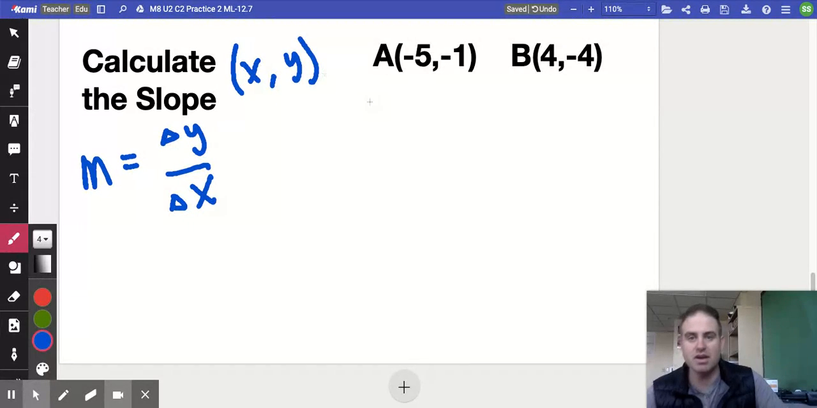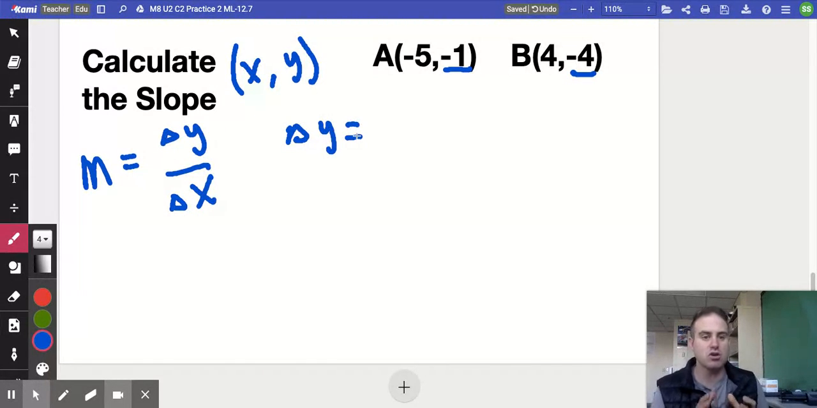So when I'm thinking about my y values, I'm thinking about the change from -1 to -4. And if we want to figure out change in y, to figure out how far two numbers are apart, we use subtraction. Subtraction is difference. So if you want to know how far 5 and 10 are apart, 10 minus 5 is 5. Those things are 5 apart.